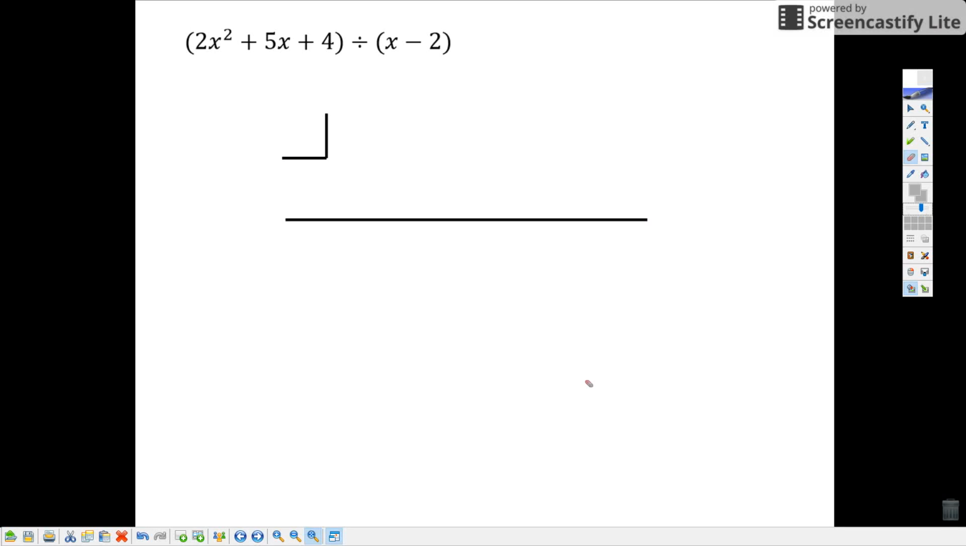All right, I'm going to go ahead and go over how to divide using synthetic division. So we have our two polynomials. I've set up my synthetic division previously, so I have drawn this little box and then the line underneath.